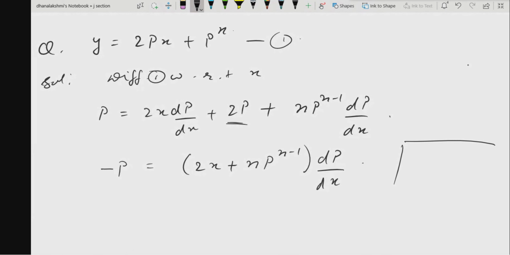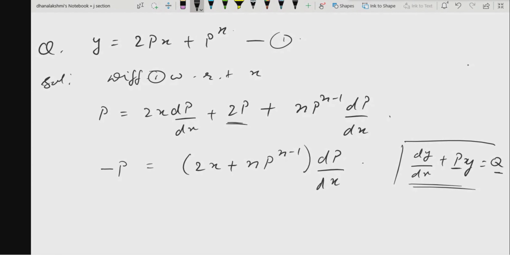Linear differential equation. How does a linear differential equation look in terms of y and x? It looks like dy by dx plus Py is equal to some Q, where P and Q are functions of x. Is it or not? This is a linear differential equation of first order. So tell me now, is it a linear differential equation of first order when you compare with this one?